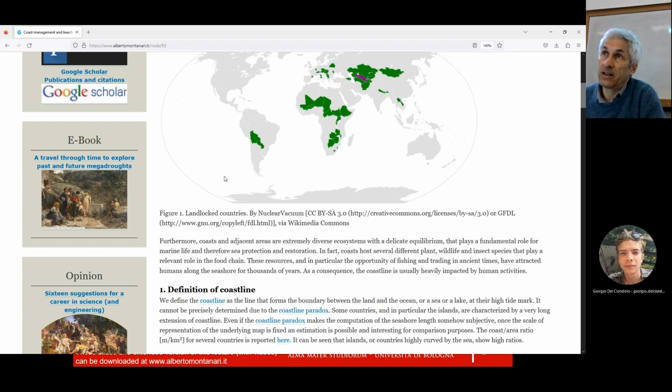Furthermore, keep in mind that the coasts and the areas that are close to the coasts are extremely diverse ecosystems with a delicate equilibrium that plays a fundamental role for marine life and therefore sea protection and restoration. These are also additional resources. The presence of ecosystems that have a value, they are essential resources for the development of a country.